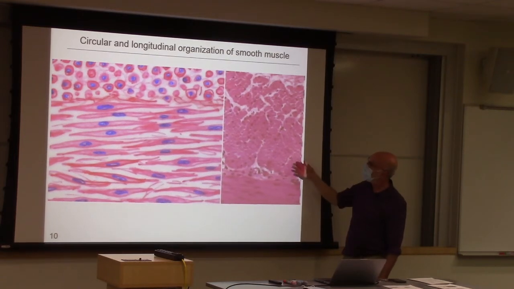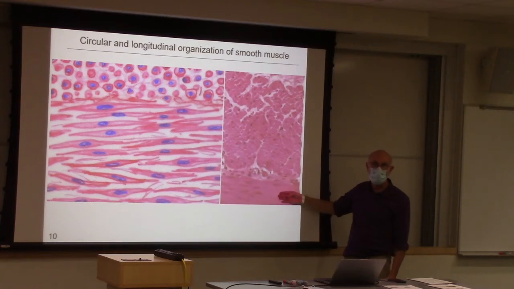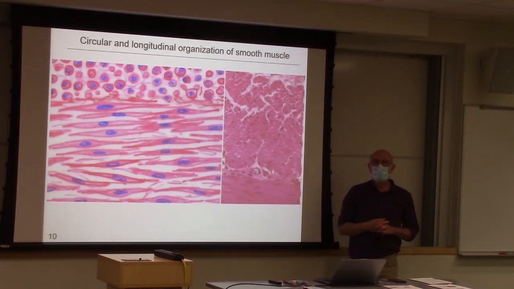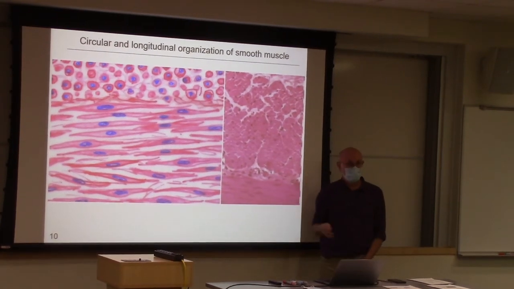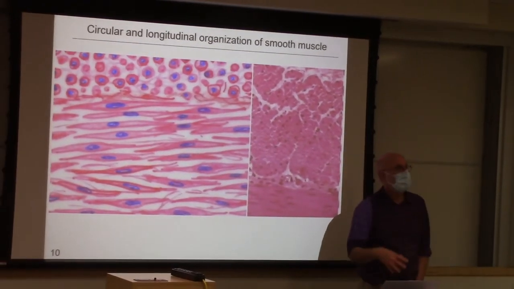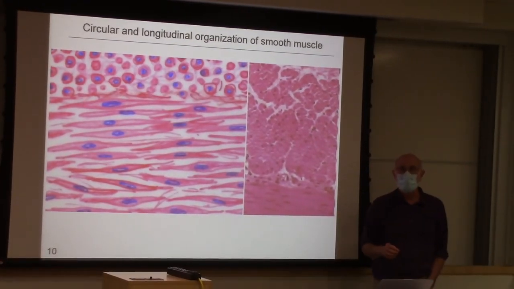And here is actually more of the circular and the longitudinal smooth muscle of some other smooth muscle bed surrounding some other tube. I don't even remember if this is artery, vein, or uterus, or digestive tract. The concept is the equivalent.